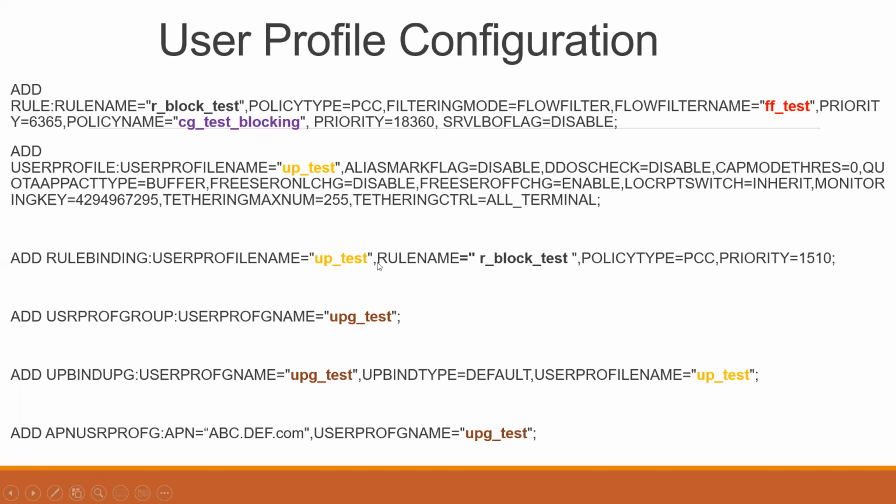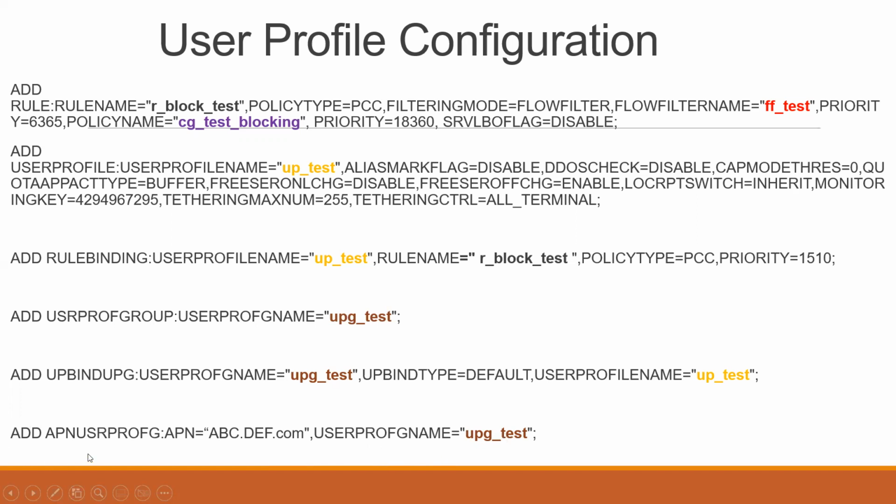So both of these user profiles are going to be mapped into a single user profile group, because the user profile group and the APN correlation is 1 to 1. One APN cannot have multiple user profile groups. So the next thing is to map the APN to the user profile group. So if my APN is this, I'm going to map it to the user profile group.